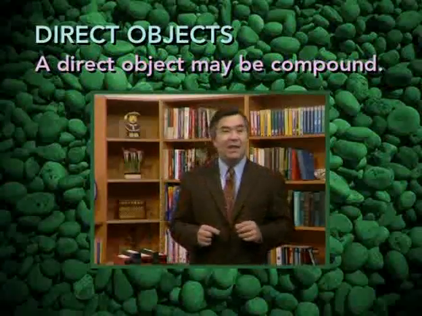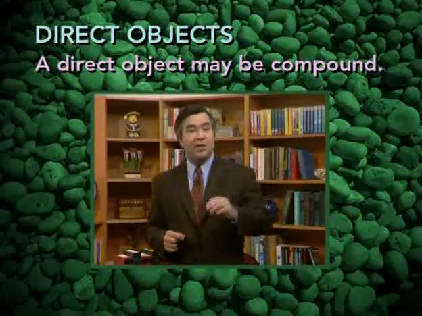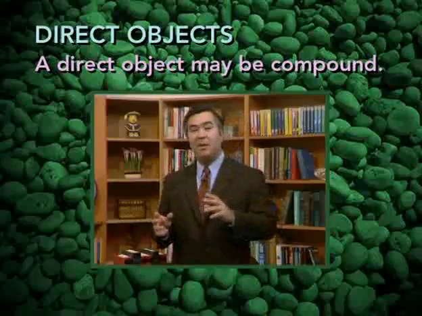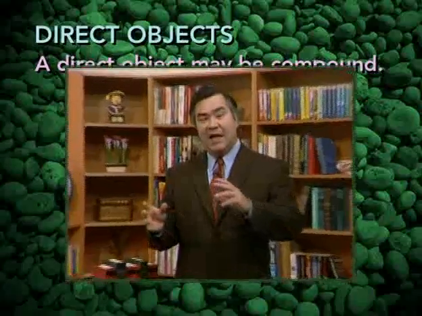We've already seen in this series that both subjects and verbs may be compound. That is, more than one word may be part of the subject and the verb, and the two or more subjects or verbs would then be joined by a coordinating conjunction, such as and. The same can be done with direct objects. That is, one sentence, one verb, may have more than one direct object, and the two or more direct objects would be joined by a coordinating conjunction, such as and.